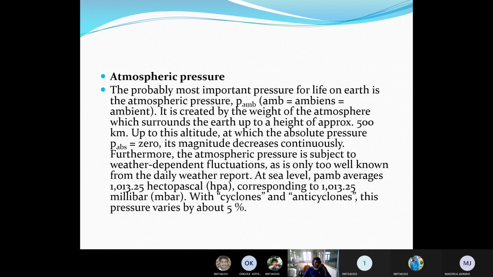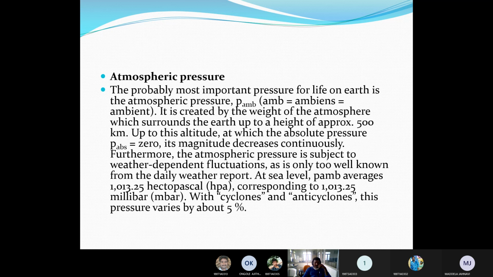1013.25 hectopascal. If you want to express it in bar, we can read it as 1.01325 bar, or 1.01325 into 10 to the power of 5 Newton per meter square, or simply 1.013 bar. Okay, this is the atmospheric condition.